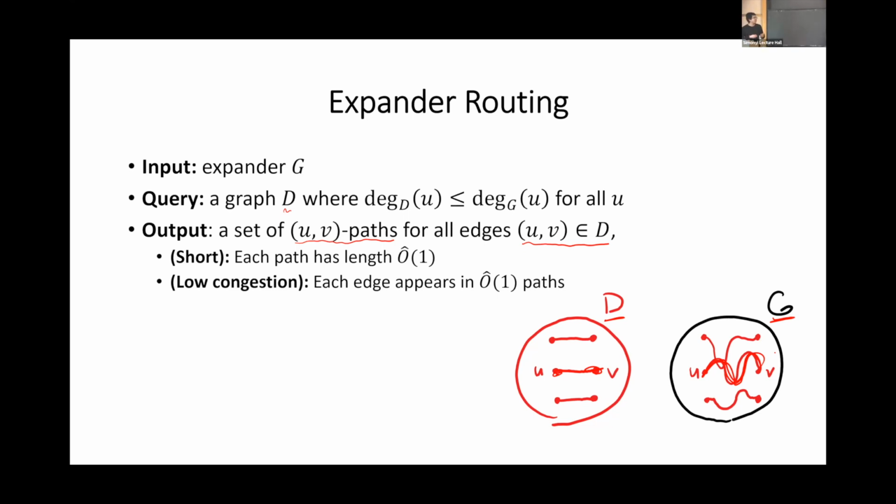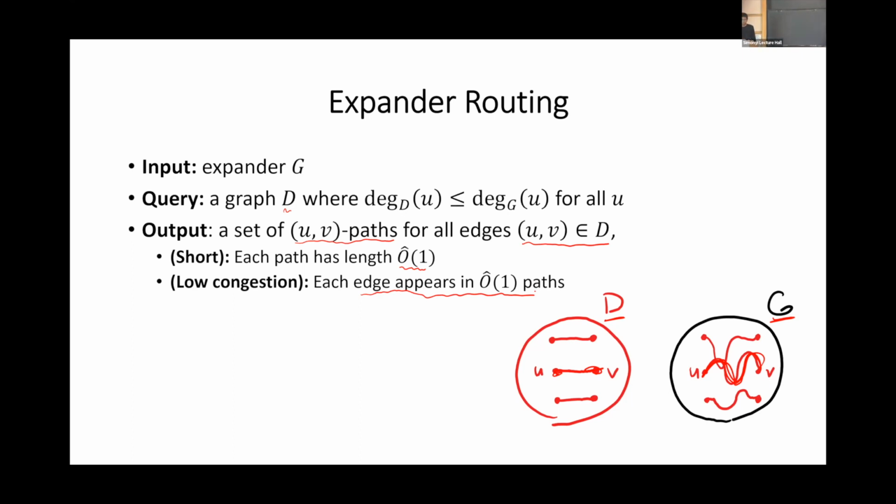this set of paths should be very nice. There are 2 things about it. First, each path should be short. And by short, I mean subpolynomial or polylog length. And also each edge in G should not appear in too many paths. There should not be too many paths that go through it. So it should be short and low congestion.